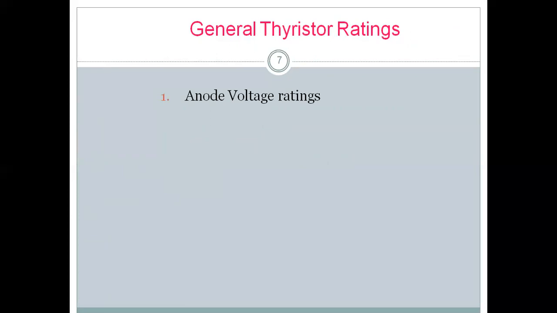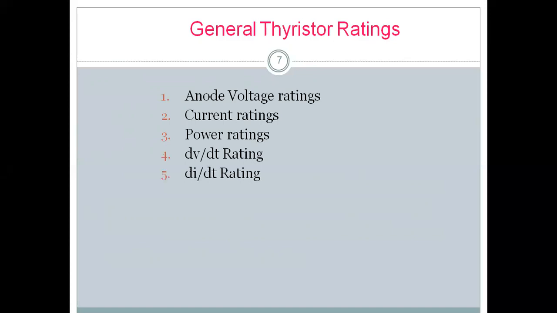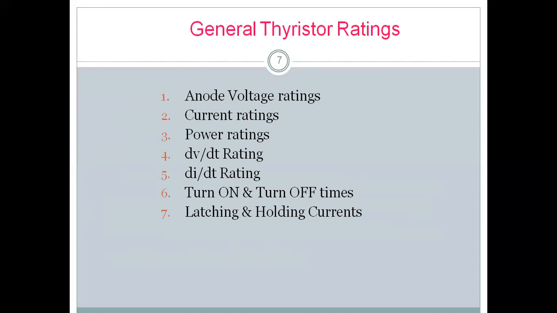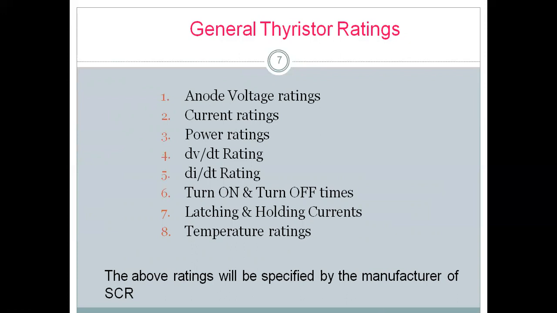The SCR ratings are anode voltage rating, current rating, power rating, dV by dt rating, di by dt rating, turn on and turn off times, latching and holding currents, and temperature ratings. The above ratings will be specified by the manufacturer of the SCR.